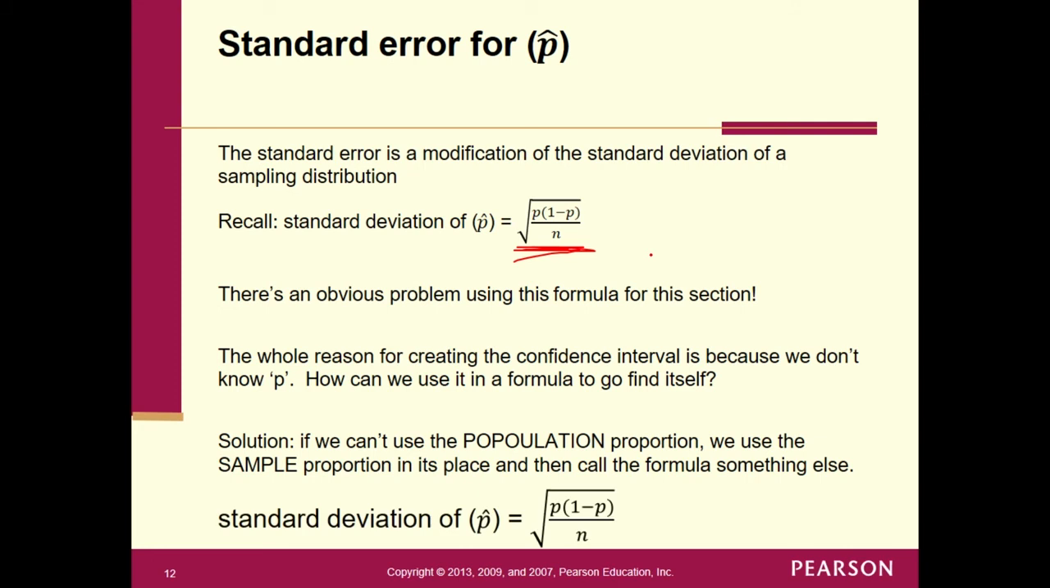Okay. So here's the standard deviation of the sampling distribution of p-hat, but we can't use p in this formula, so we get rid of it. And we're going to replace it with p-hat and call it something else. The standard error of the sampling distribution of p-hat is a slight modification of this up here, just substituting p-hat in for p. And so this is the standard error. That's what's going to be the last part of the confidence interval.